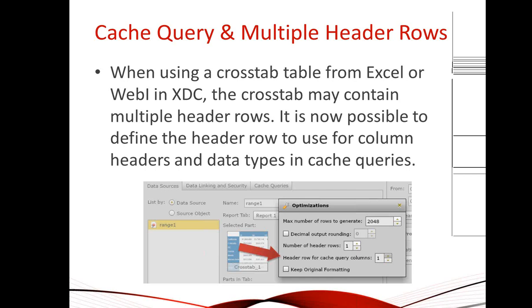If you have multiple header row crosstabs in your cache, when you add that table to the cache, if you click on the optimizations button there, a new section of the optimization is the ability to tell InfoBurst how many header rows exist. So I have 3 header rows, and the header row for cache query is 1 or 2 or 3. You can now define that, and those multiple header row crosstabs will now function successfully in the cache query.